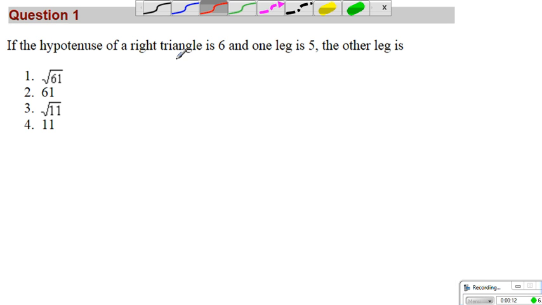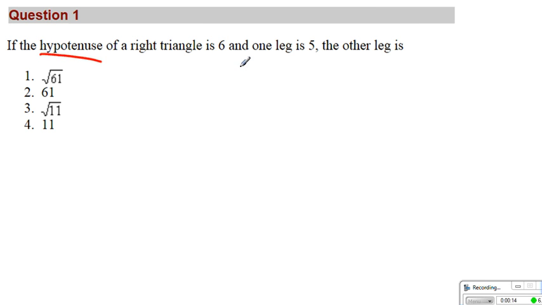The hypotenuse of the right triangle is 6. In the Pythagorean theorem, 6 has to stand by itself, and 5 and the other leg, which we can call x, have to be on the other side of the equal sign together.